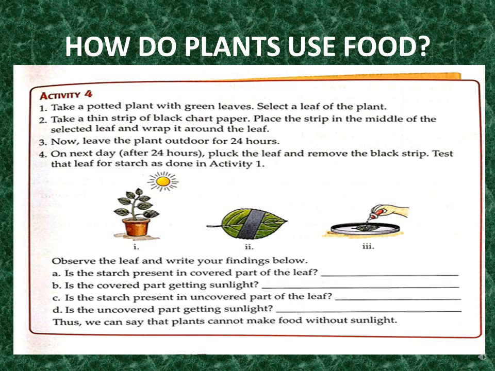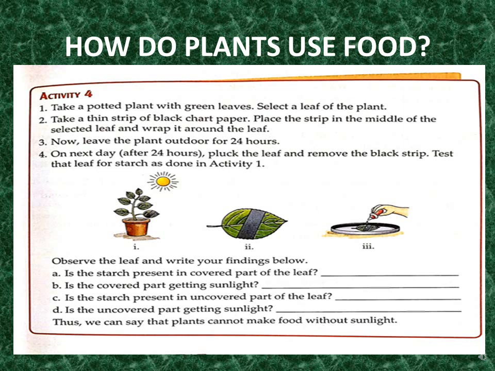Select a leaf of the plant. You will have to take one green leaf from that plant. Take a thin strip of black chart paper. Place the strip in the middle of the selected leaf. Just follow the picture given on page number 17. You will put the strip in the middle of the leaf and wrap it around the leaf, on both sides of the leaf.